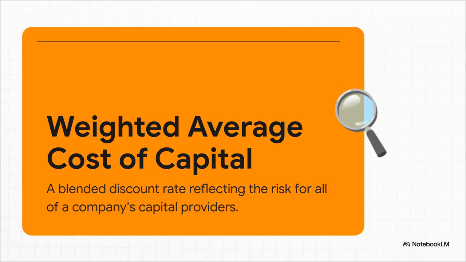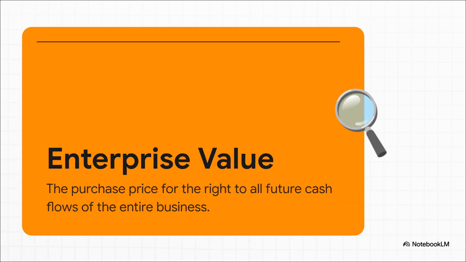And the tool we use for that is a discount rate called the weighted average cost of capital, or WACC. Just think of WACC as a blend. It combines the expected return for everyone who put money into the company, both the lenders and the owners, into one single rate that reflects the total risk of the business. So when we take all those future cash flows and that terminal value and we discount them all back to today using our WACC, what we get is the enterprise value. This is it. This is the total value of the company's core business. Think of it as the sticker price if you were to buy the whole company.